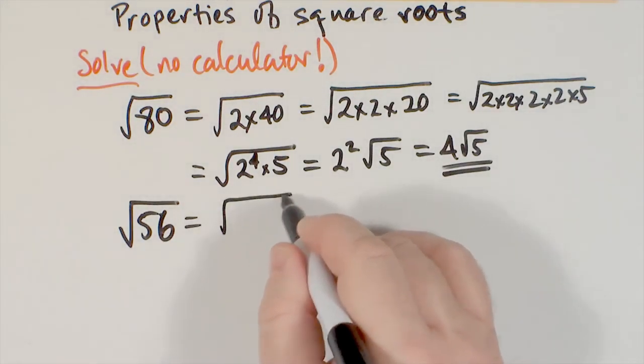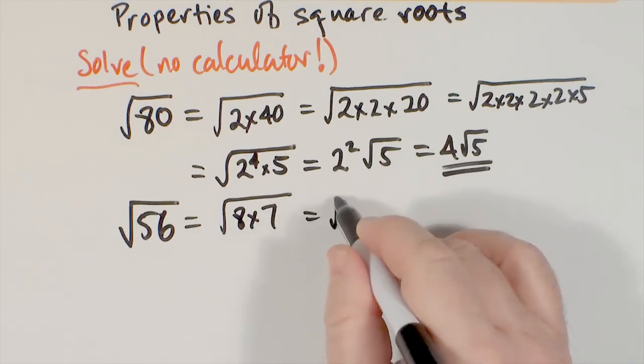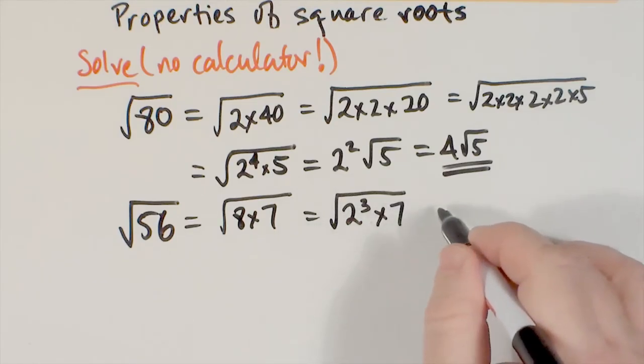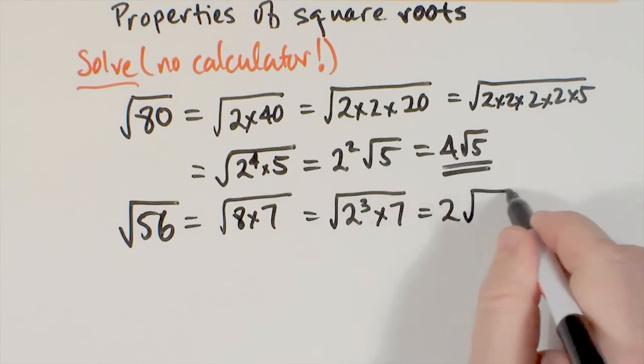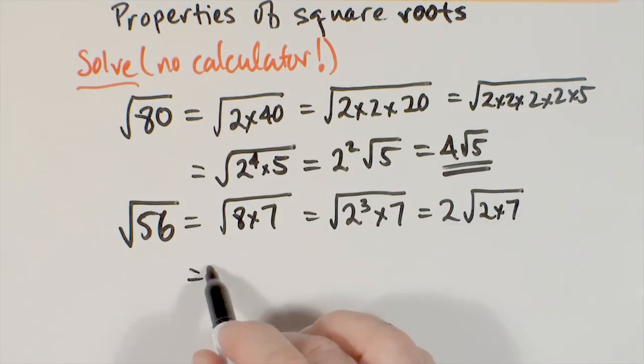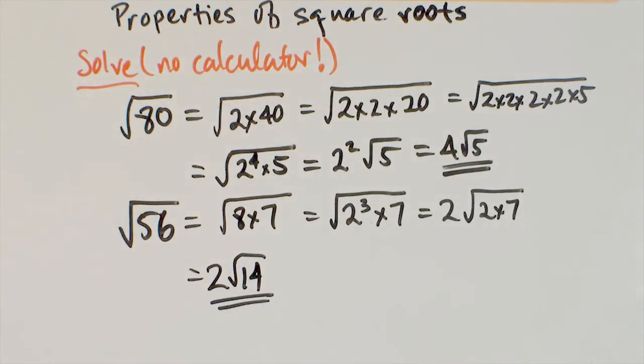Okay, the square root of 56 is the square root of 8 times 7. And, well, we know 8 to be 2 cubed, 7 is prime. And a 2 can come outside. There's a 2 left underneath the surd, and that's 2 root 2 times 7, or 2 root 14, which is really the answer to the square root of 56.